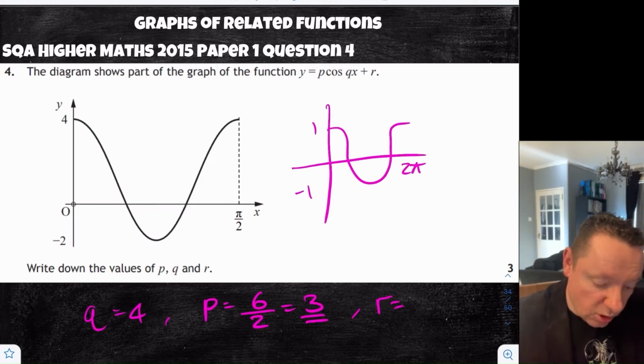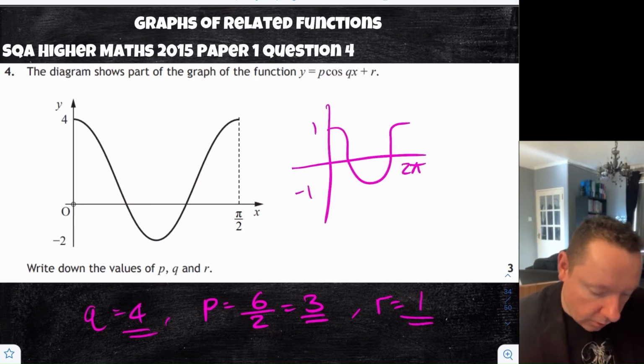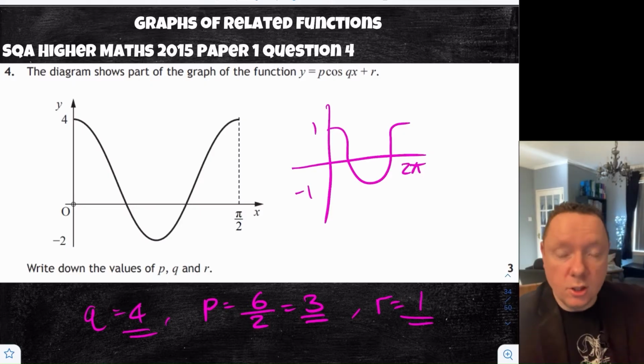If it was just 3 cos x, it would go up to 3, but it starts at 4, so I've added 1. So r is just equal to 1. And we're done there. We'll write down the values of p, q, and r. Now, what the function is? 3 cos 4x plus 1.